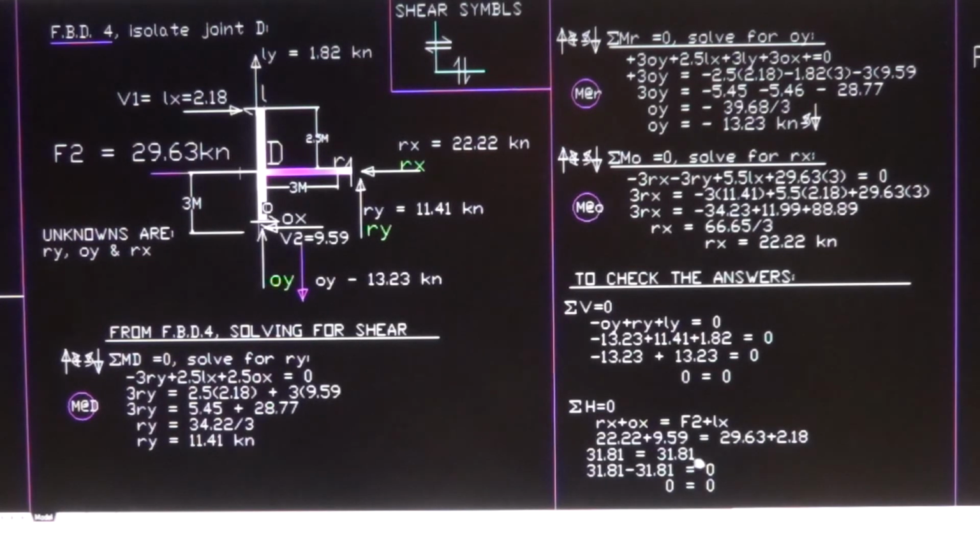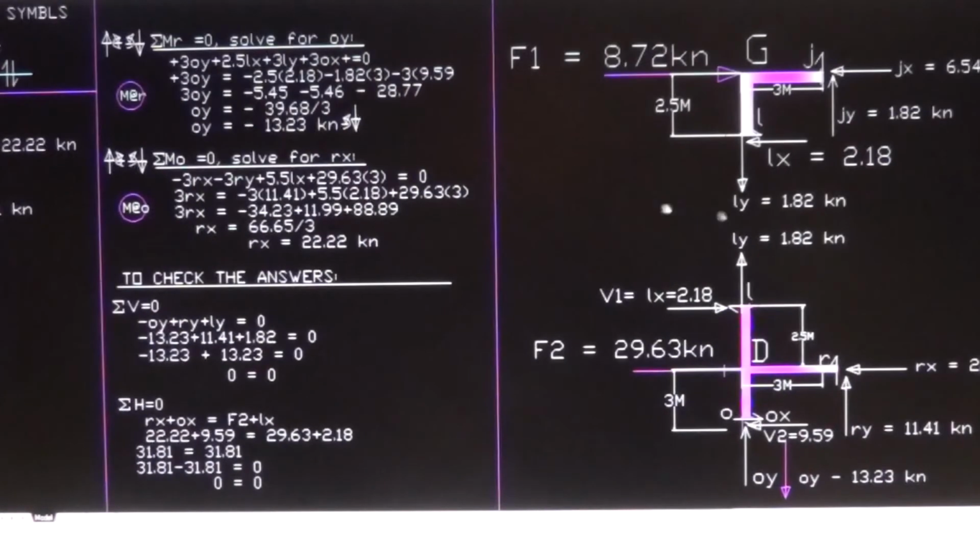To work this out is 31.81, and also if you add this up, it's also 31.81. So 31.81 is equal to 31.81. Transposing this to the other side of the equation, it becomes negative 31.81 minus 31.81 is equal to 0. 0 now is equal to 0. So all these forces that we solved, including the directions, are all correct.